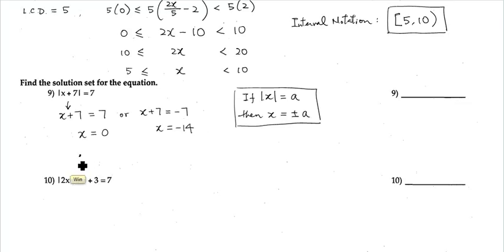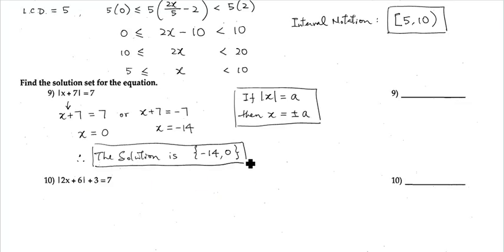So answer the question clearly. So therefore, the solution is open brace negative 14 comma 0. That is the set notation. Okay. Put it in braces, not parentheses, and put them in order. The smaller number goes first.